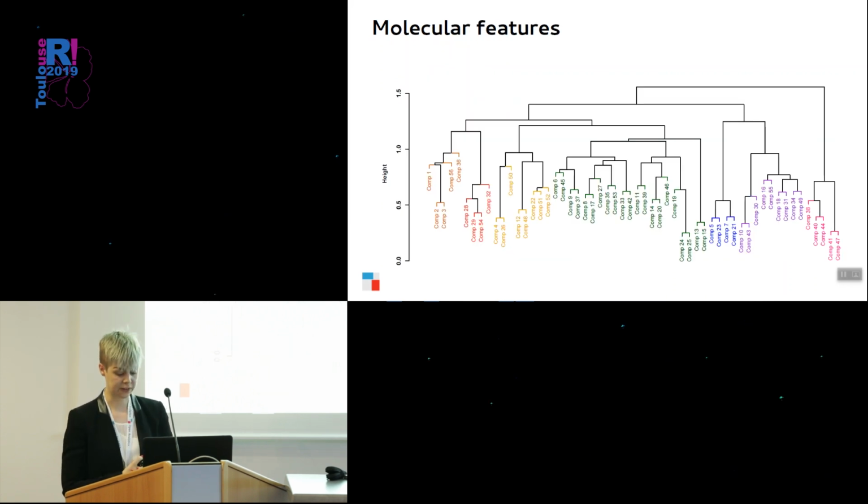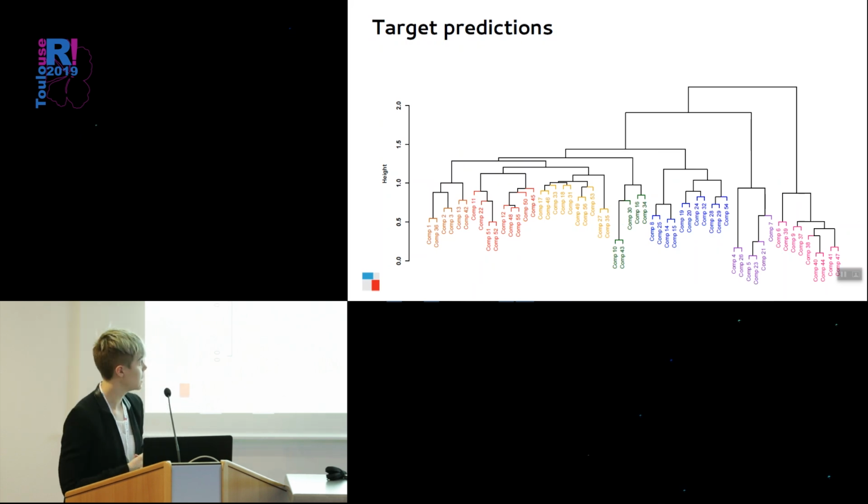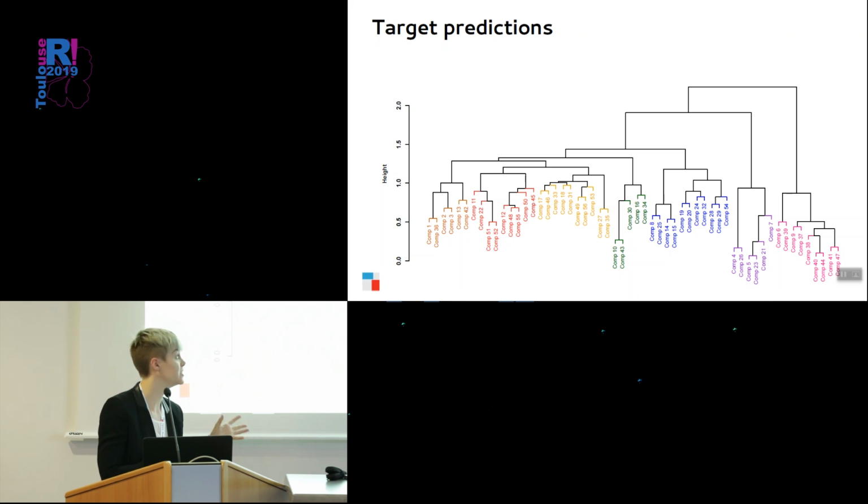You end up with a dendrogram, which I cut into 7 clusters here. Every cluster is given a color, so compounds in the same cluster show a similarity on molecular features. For example, we have a yellow cluster here, and a little bit further a blue cluster, which is rather small. This is what it looks like on molecular features. We can do the same for target predictions. It looks a bit different.